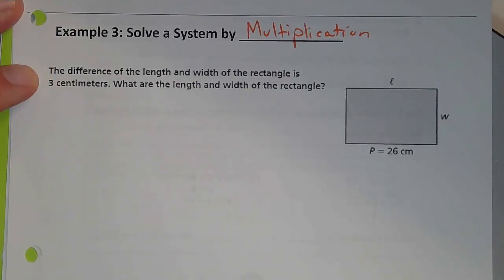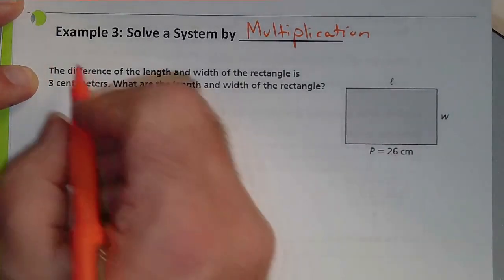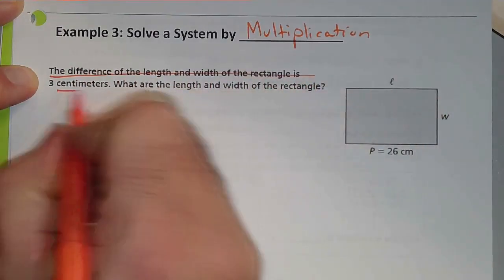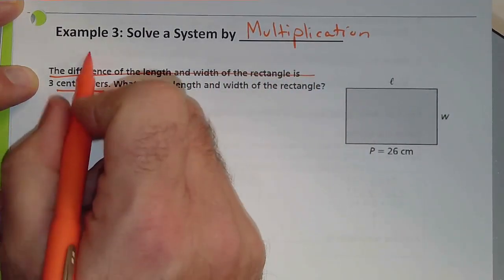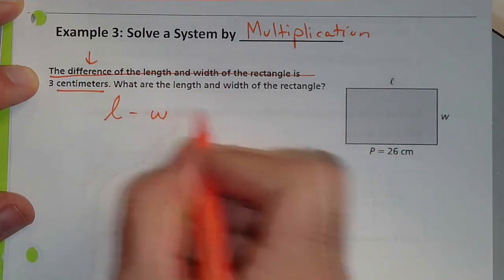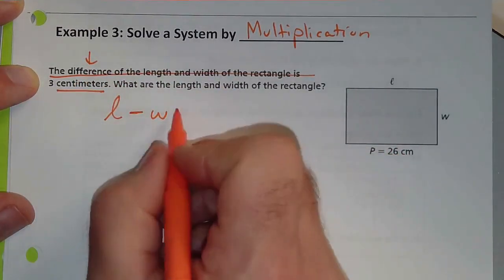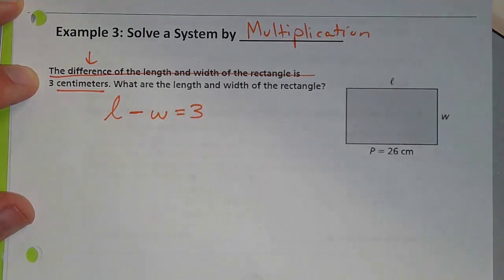The difference of the length and width of a rectangle is 3 centimeters. Okay, so that's our first equation right there. I've got length, and I've got width, and I need the difference. What does difference mean? You're right, it's minus. Length minus width equals 3.